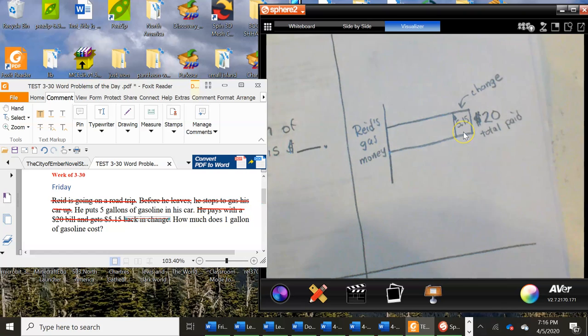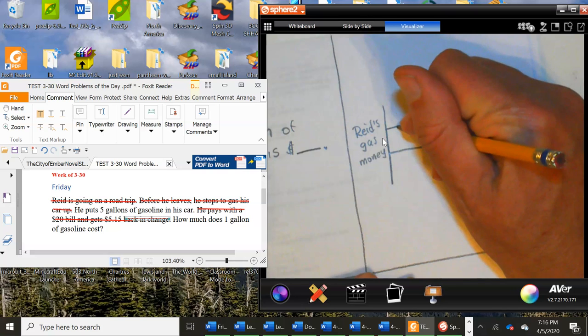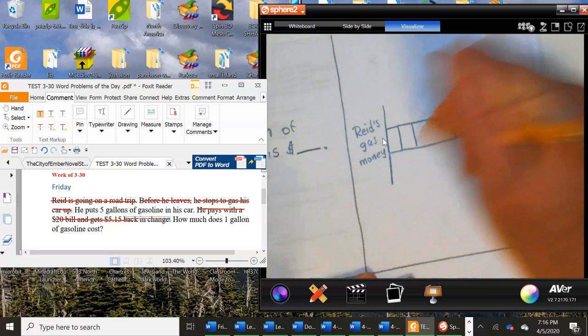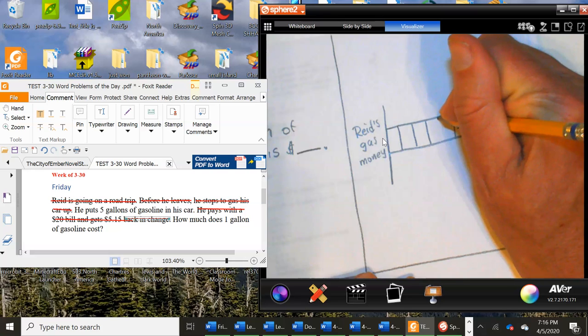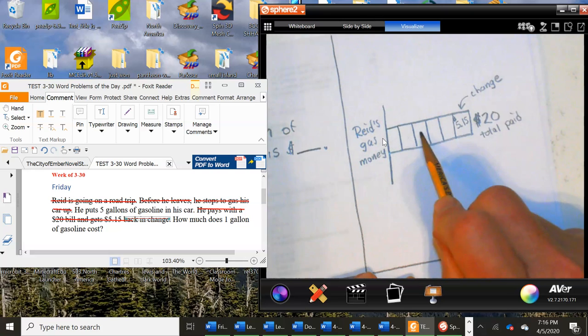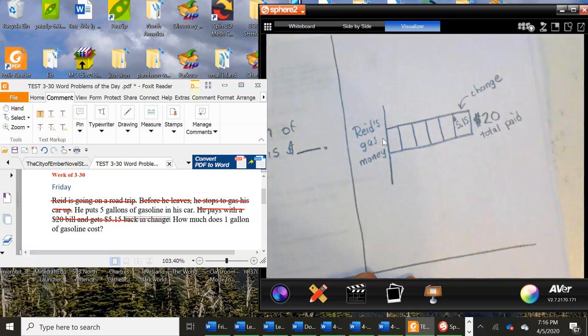Now that I know that he didn't spend all of his money on the gas, I can now go ahead and I put in the change. So I'm going to go back to my, he puts 5 gallons of gasoline in his car. Now I'm going to mark up the unit bar. So here's what I'm going to do. I'm going to look at that 5 gallons, and I'm going to divide this remaining part of the unit bar into 5 parts. I want to try to make them even size because I want to show them as equal. 1, 2, 3, 4, 5. So perfect. I've got 5 equal parts.